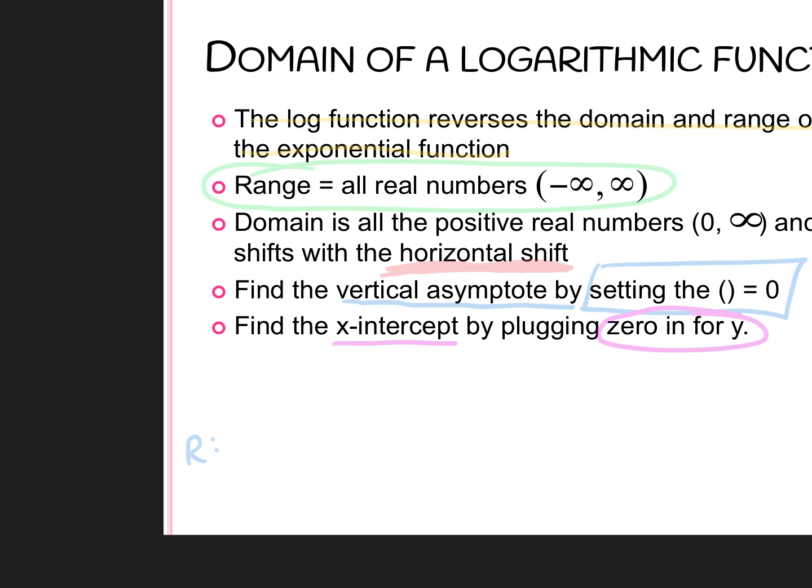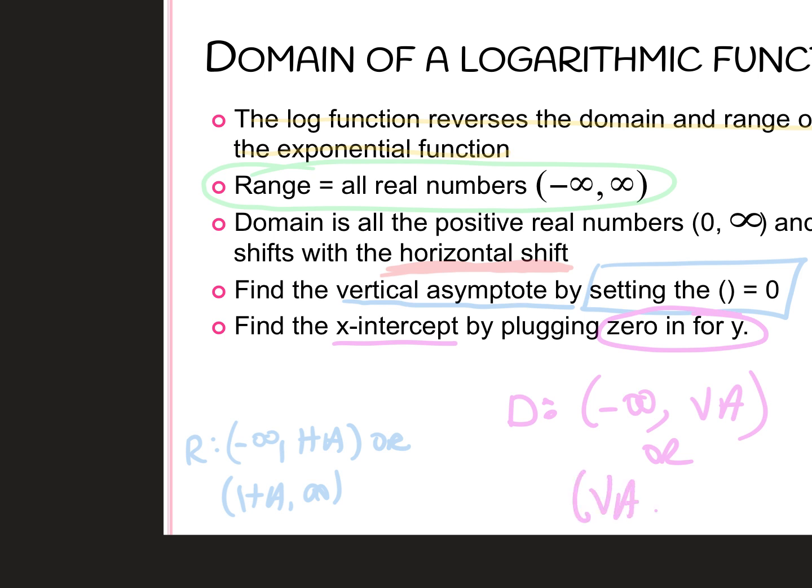Okay, now when we talk about domain, in our exponentials, when we talked about range, remember our range was either negative infinity to the horizontal asymptote, or the horizontal asymptote to positive infinity, correct? It was either the bottom or the top. So we're going to look at this the same way for domain, but instead of bottom to top, we're going to look left to right. So your domain is going to be one of two things. You're either going to have a domain that is negative infinity to the vertical asymptote, or it's going to be the vertical asymptote to infinity.